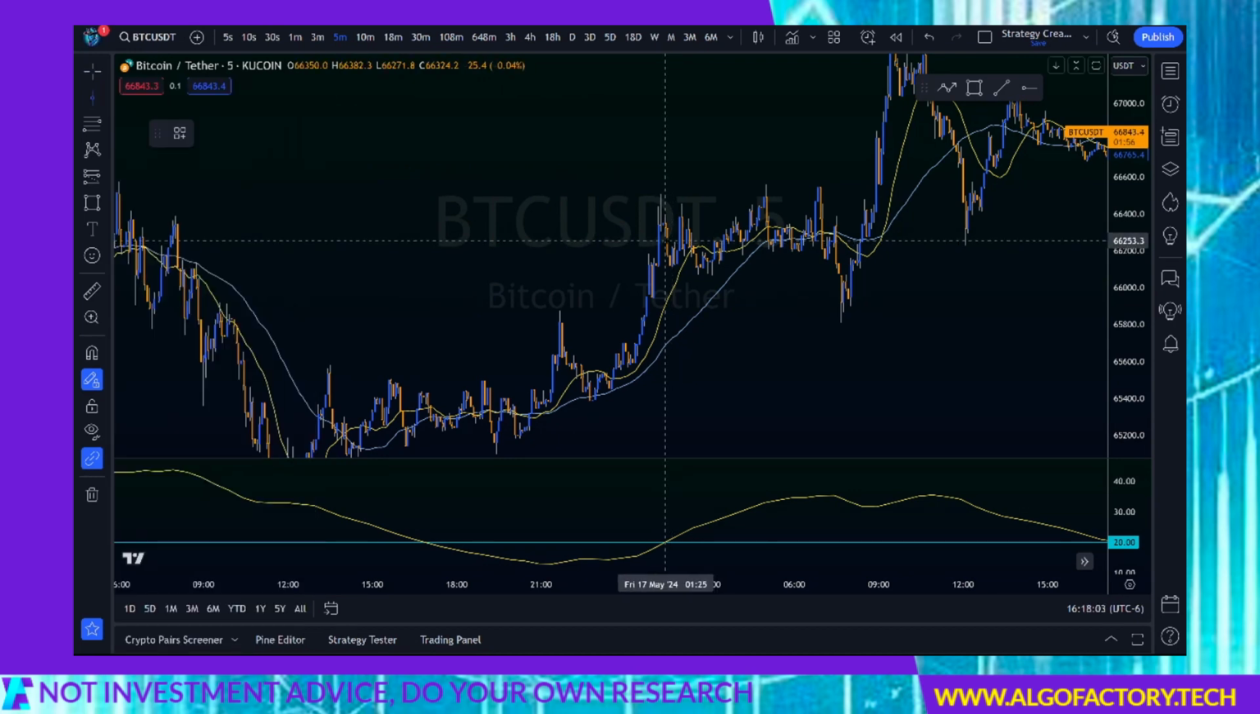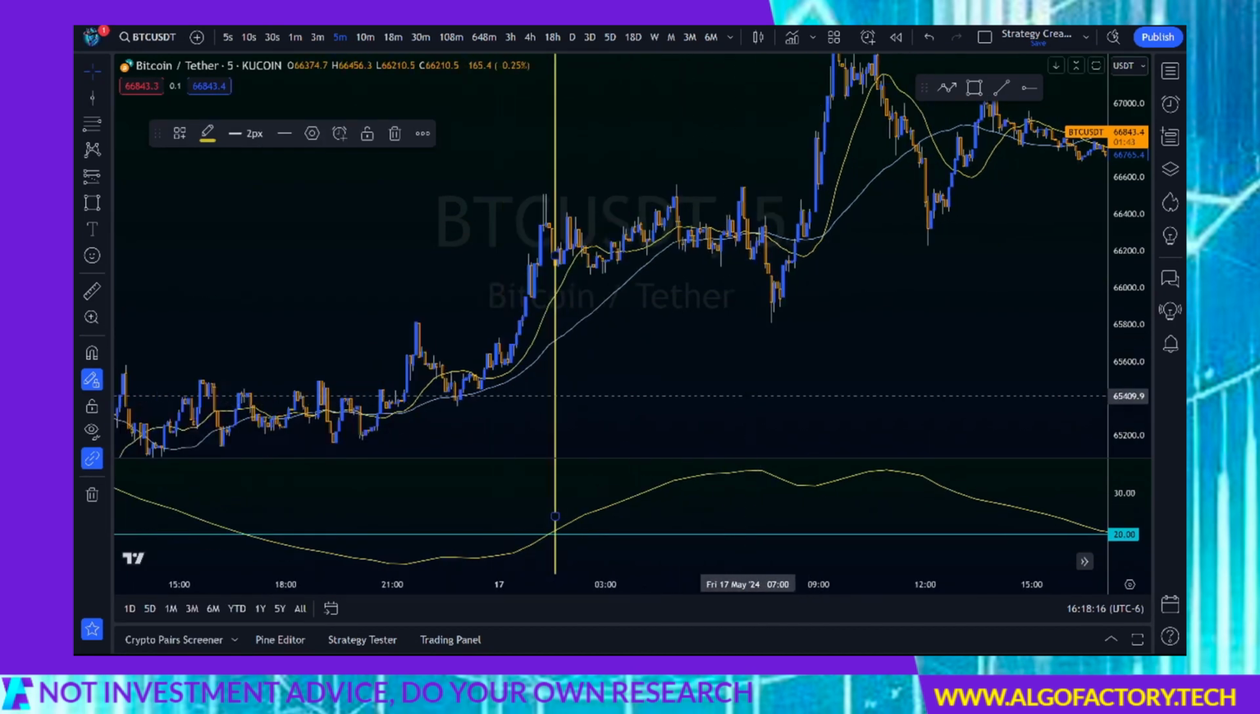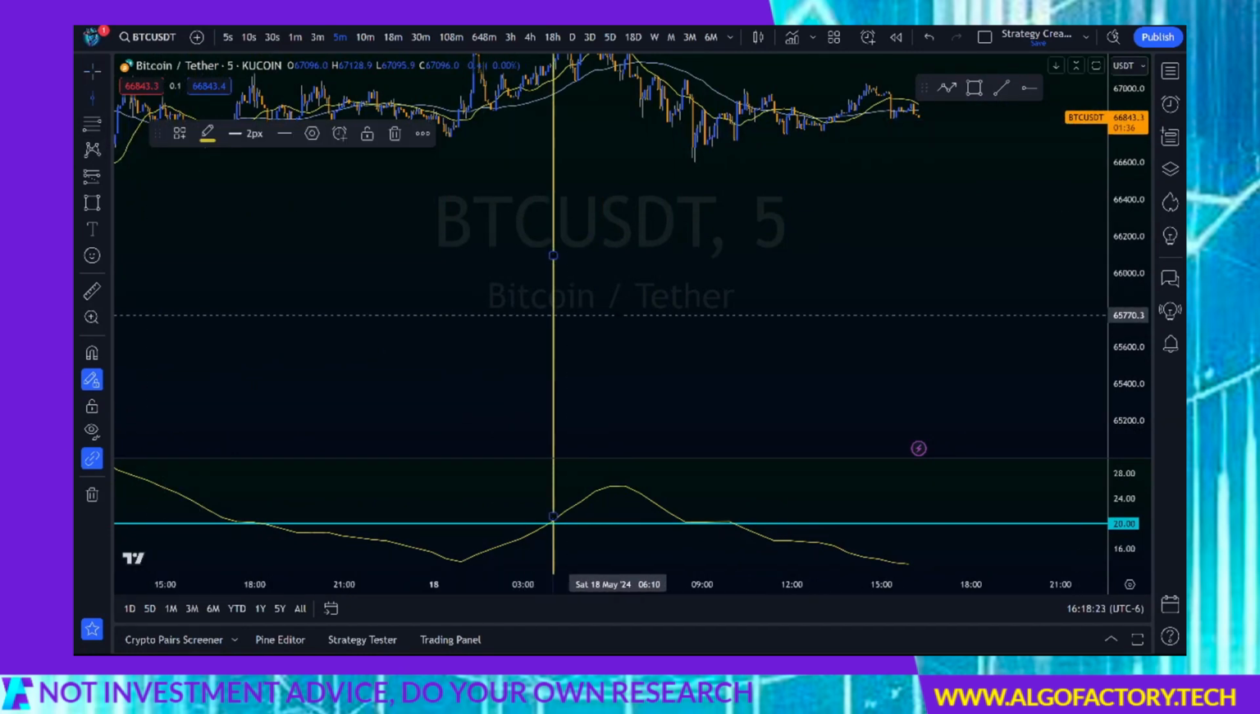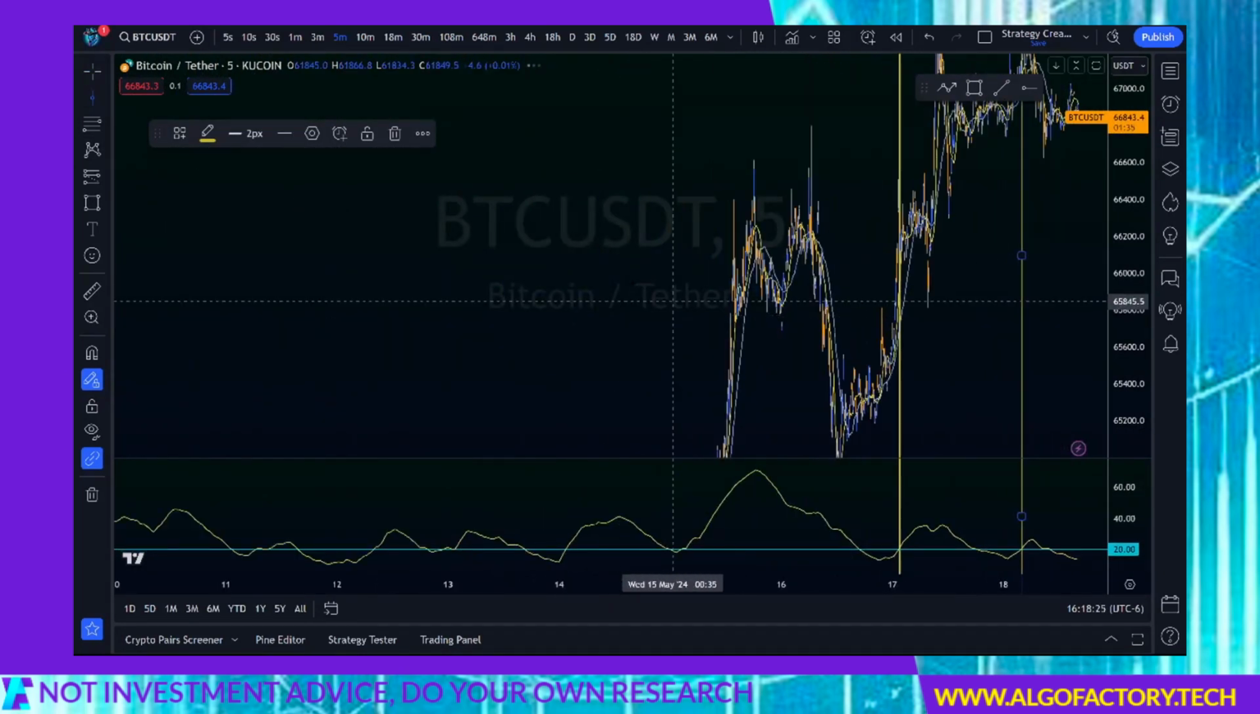For example, right here, okay, that vertical line is a good cross. Right here is a good cross. And I'm putting them a little after the cross because we need at least one candle to close, right? So it's not directly on the cross, it's the candle after.